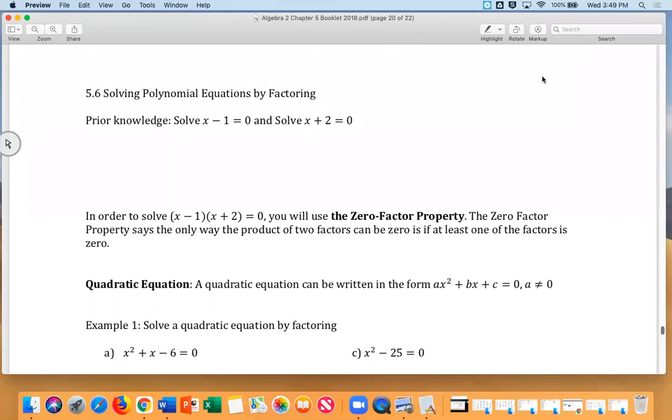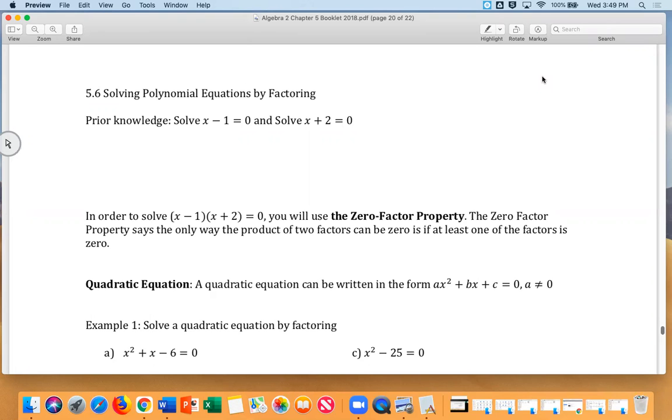All right, so this is 5-6, solving polynomial equations by factoring. Earlier on, I told you it's very important to get those exponents down as close to zero as possible, because it would pay off later in the long run. Okay, so why is that?